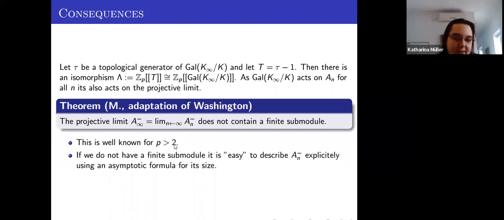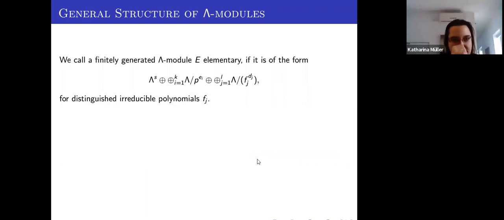And why is it interesting? It's interesting because if we do not have a finite submodule, it's somehow easy to describe A_n minus explicitly using an asymptotic formula for its size. And that's what we will do later. But first, we have to introduce Iwasawa invariants.